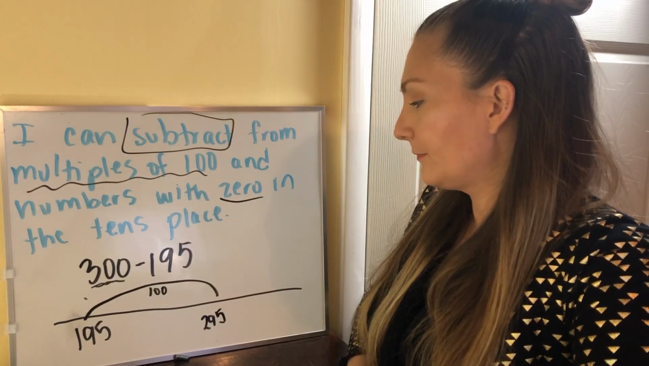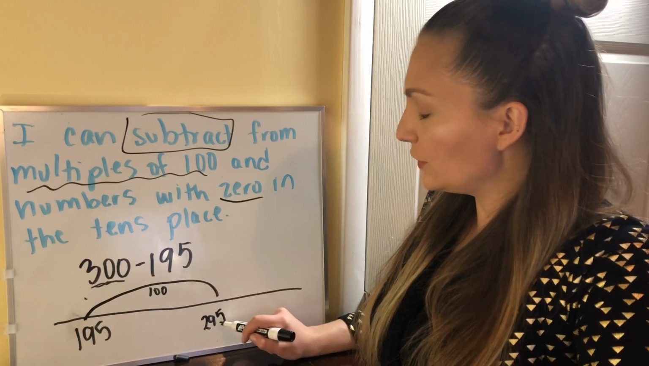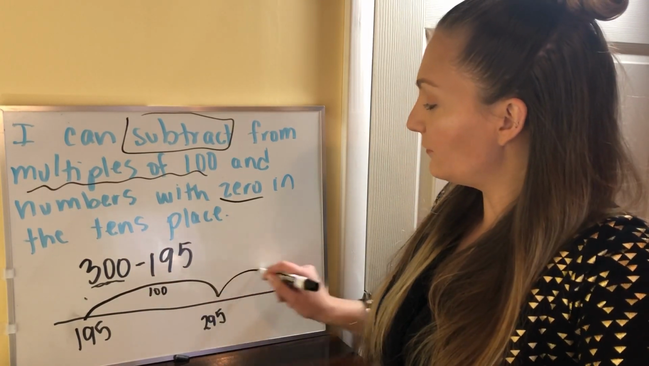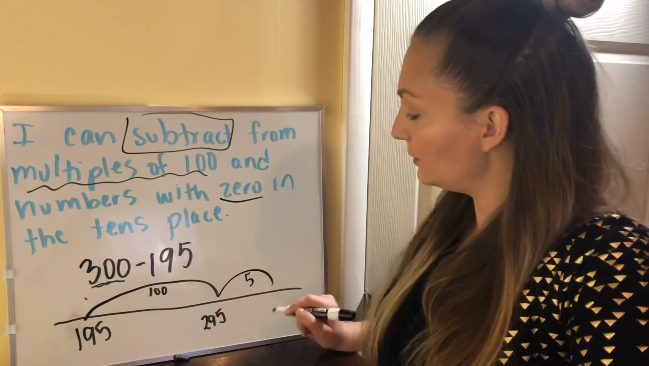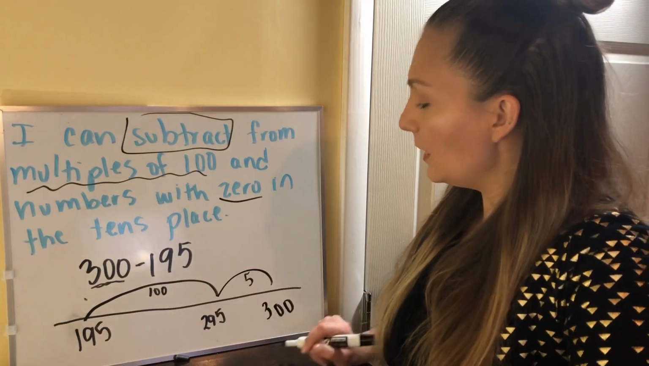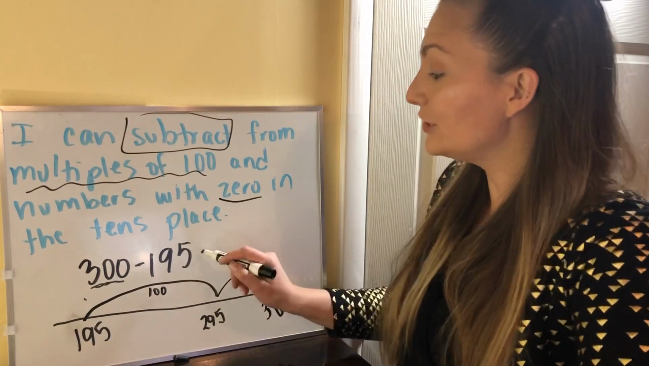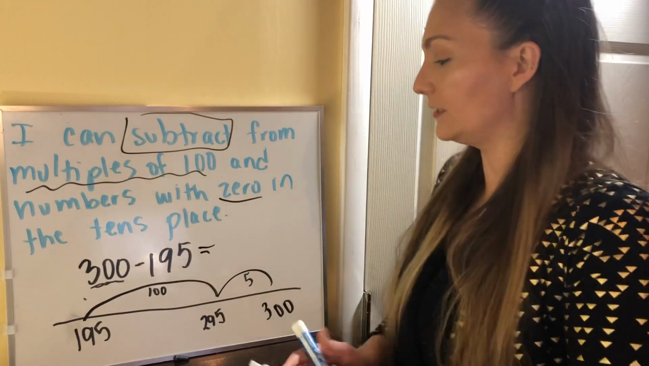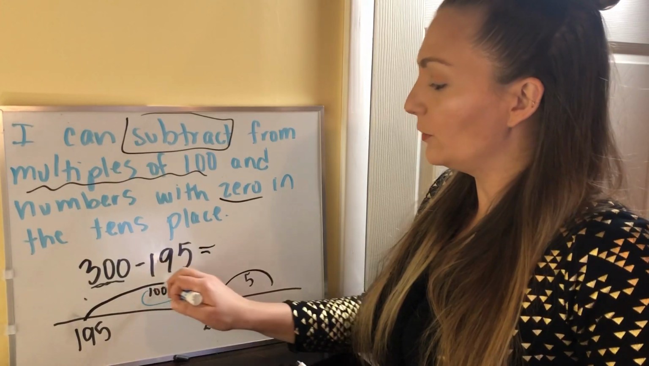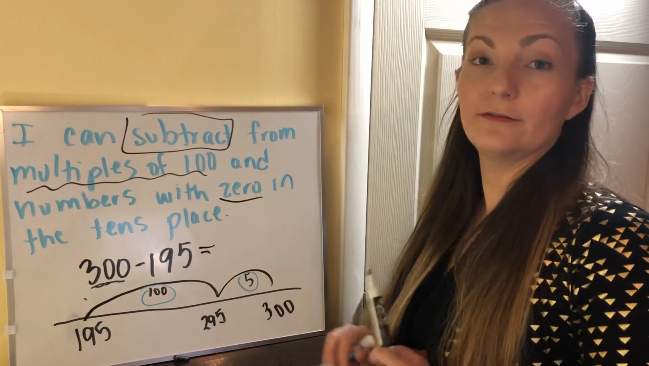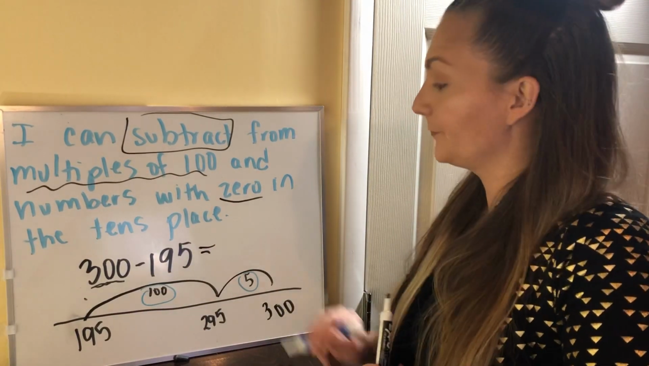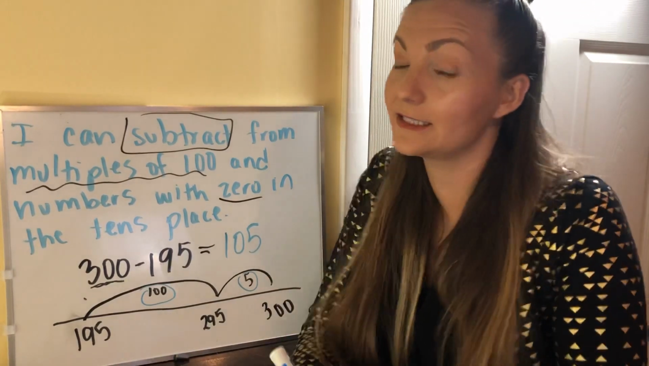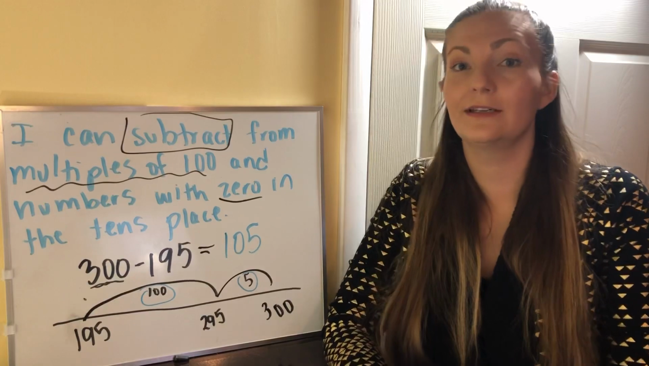295. And then how do I get from 295 to 300? How many more do I need? Just 5. And then I get to 300. But what's my answer? How many jumps did I have to make to get here? That's what we care about. That'll be our answer. We jumped 100 and 5. So what's that total answer? 105. Do we get the same answer as the other strategy?